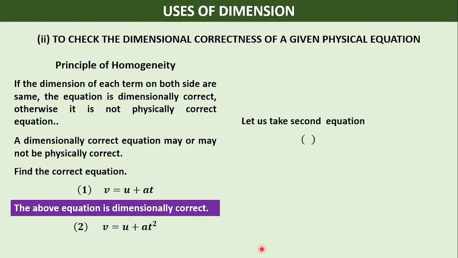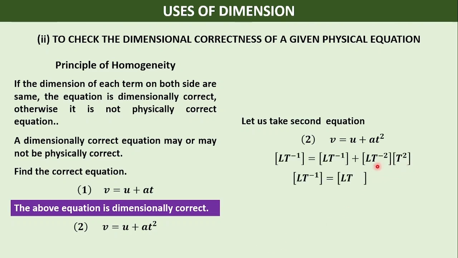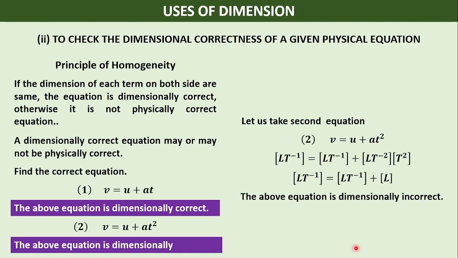Let us go for the second equation. V equals u plus at square. Let us substitute the dimensional formula. So, here the t square multiplies t power minus 2. The third term in this equation has a dimension of length. So, the terms on both sides of this equation do not have the same dimensional formula. So, this is a dimensionally incorrect equation. When the equation is dimensionally incorrect, it is physically incorrect.